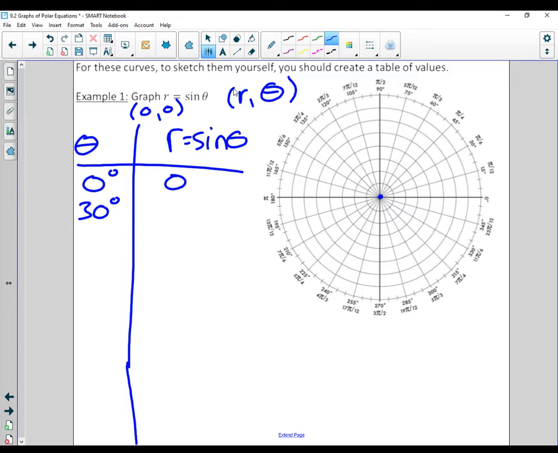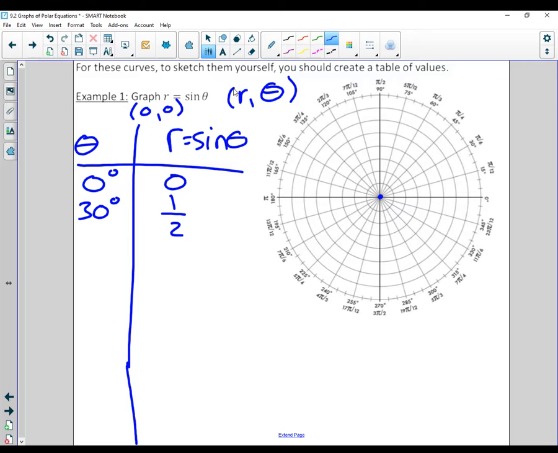Oh, what's another nice angle we know? 30 degrees. What's sine of 30? It's super nice. It's the nice one out of all the ones. Not 1. Okay, maybe not that nice. One half. So that's the point 1/2, 30 degrees.